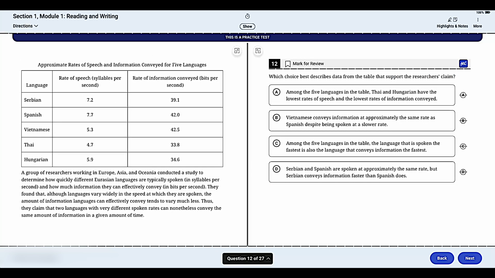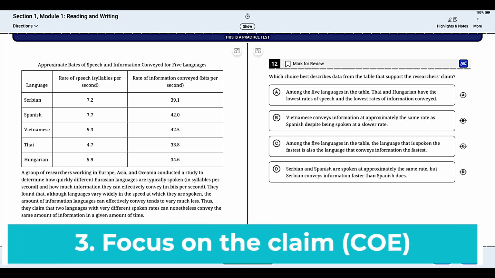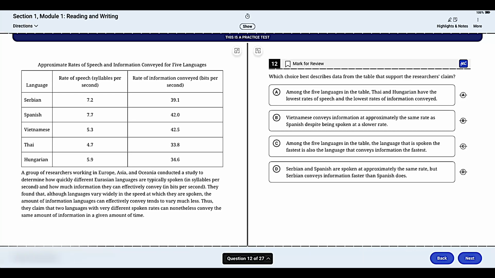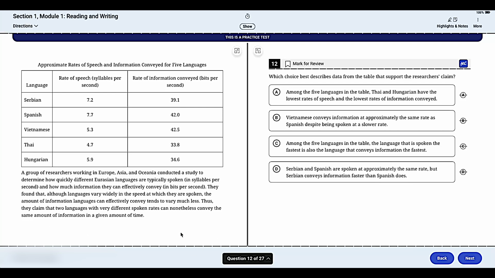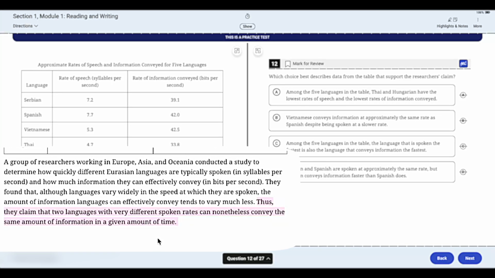So just like you want to focus on the goal on rhetorical synthesis questions, my next tip is to focus specifically on the claim for command of evidence questions, specifically supporting the claim or hypothesis or weakening the claim or hypothesis. So we can see from this one, it wants us to support the researcher's claim. So instead of worrying about reading this entire thing, I'm just going to try and find that specific claim. Boom, last sentence. Thus, they claim that the two languages with very different spoken rates can nonetheless convey the same amount of information. So the claim is two languages, different rates, convey same amount of information.